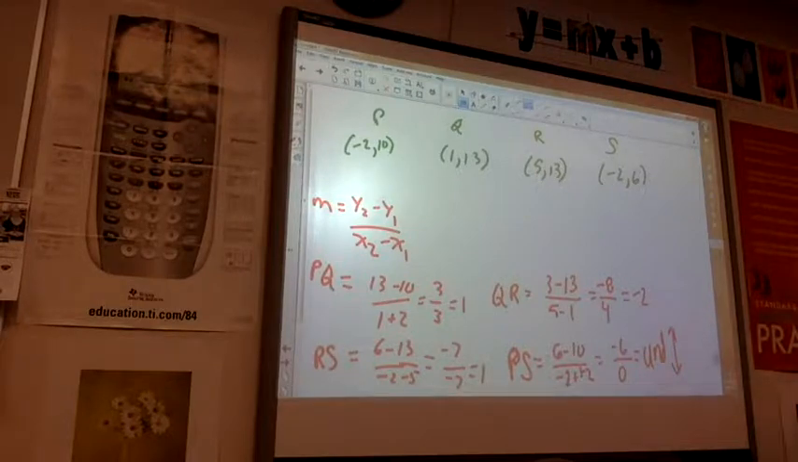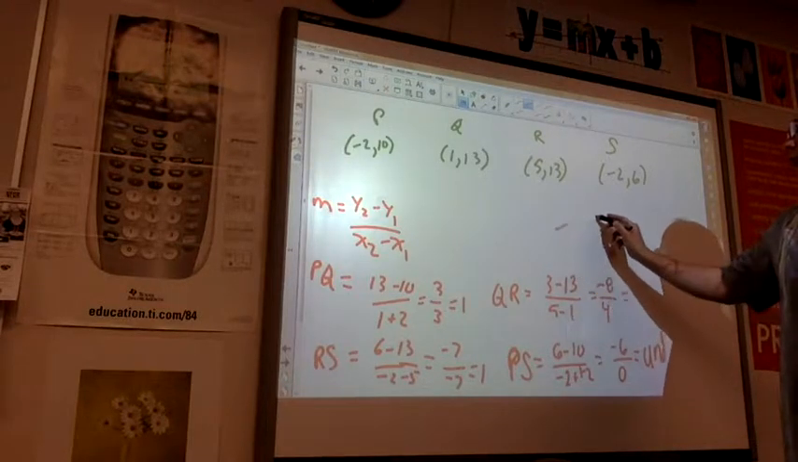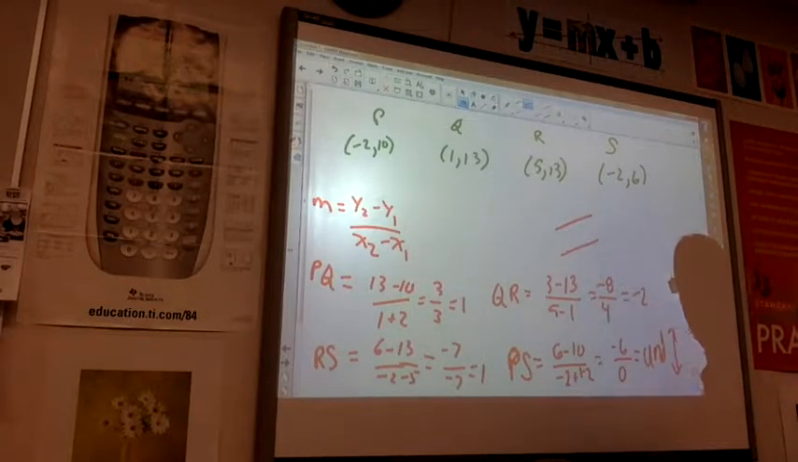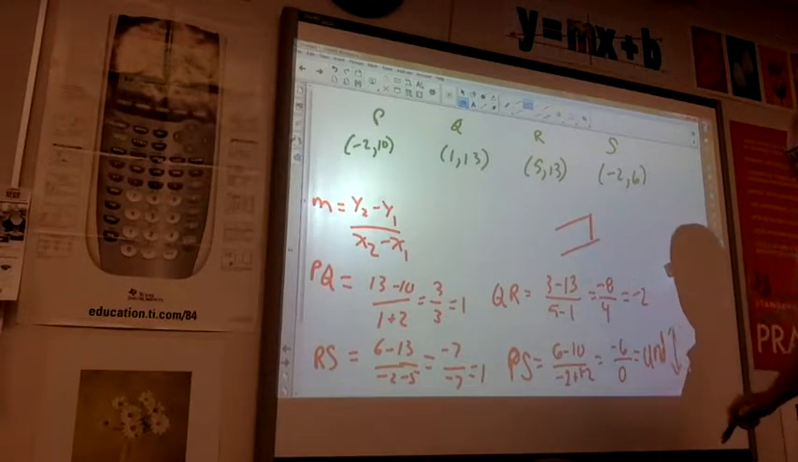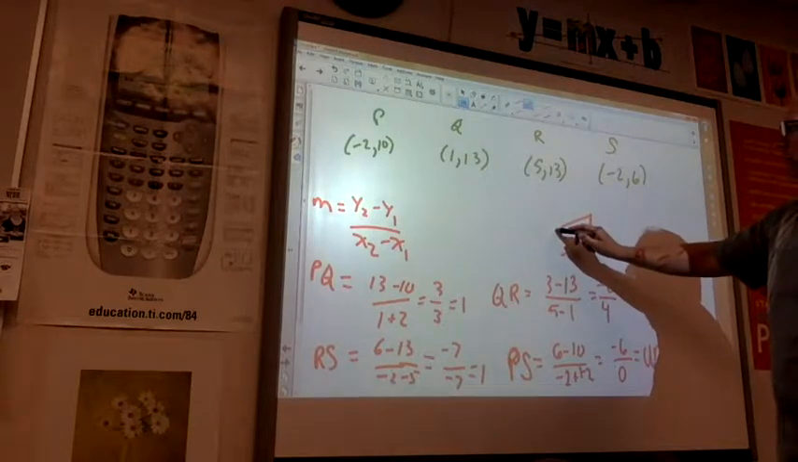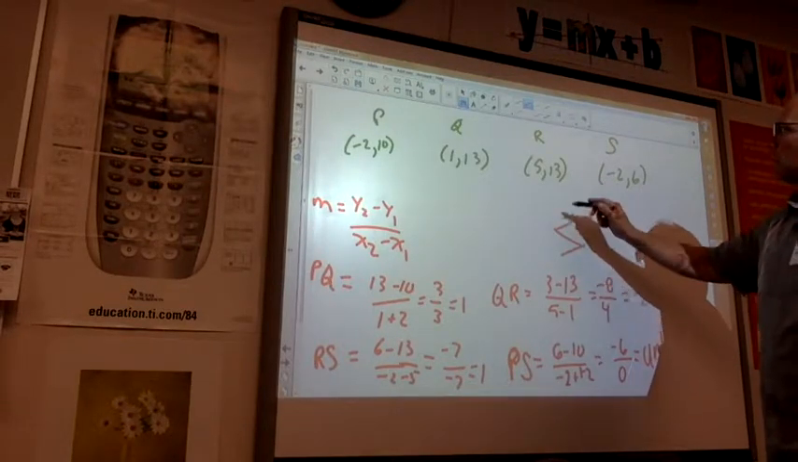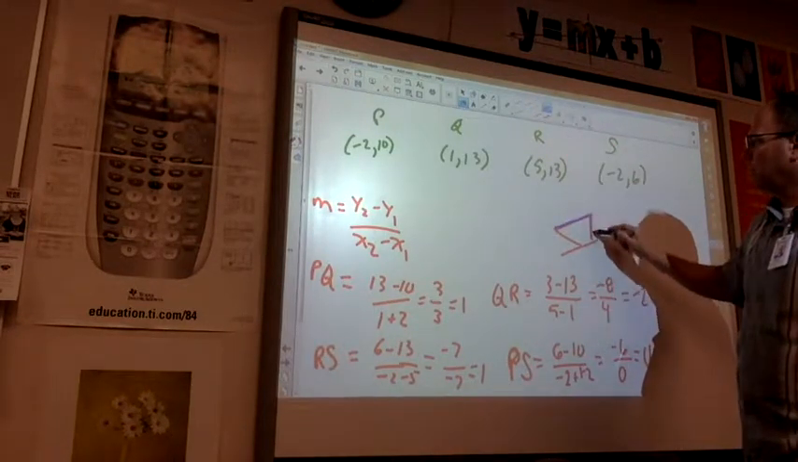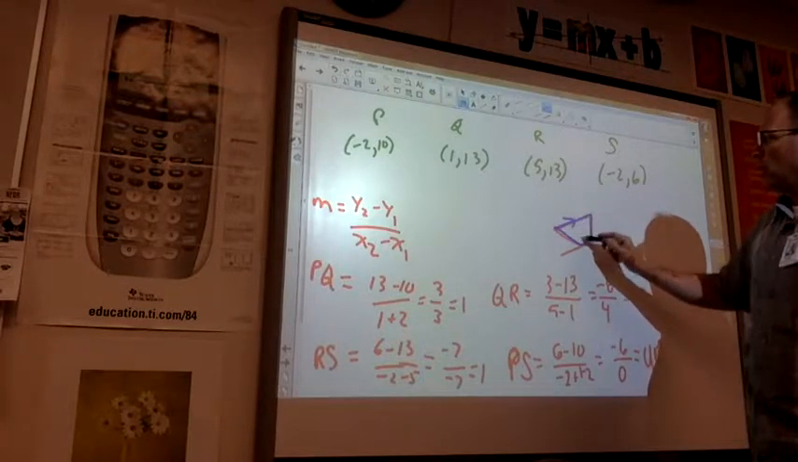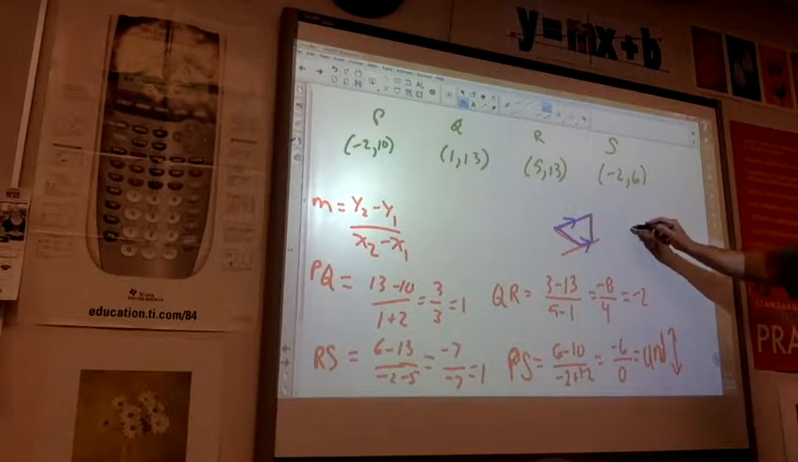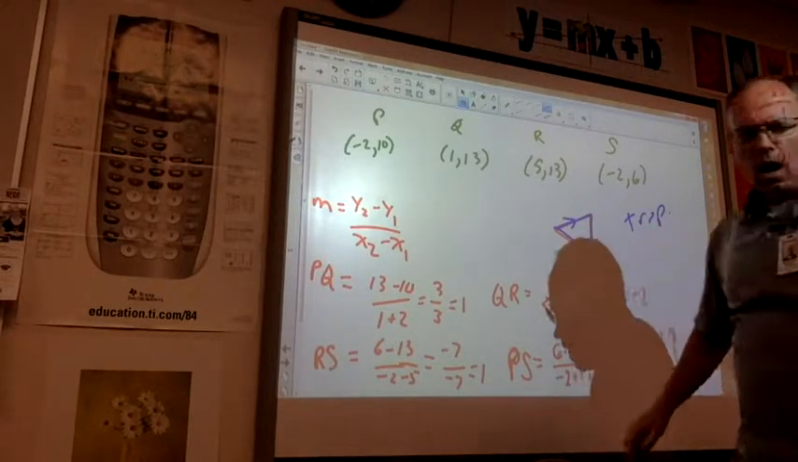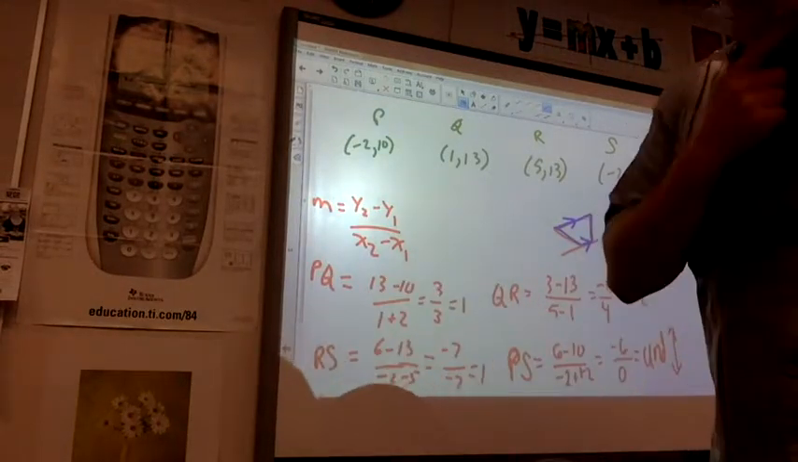Okay? So a slope of 1 and a slope of 1 are going to be roughly like that. If you have an undefined slope, it's going to be a vertical line. And then a slope of negative 2 could be like something like that. So what shape does this appear to be if you know those are both parallel to each other? It's got to be a trapezoid. Okay. Did we answer everything on that one?